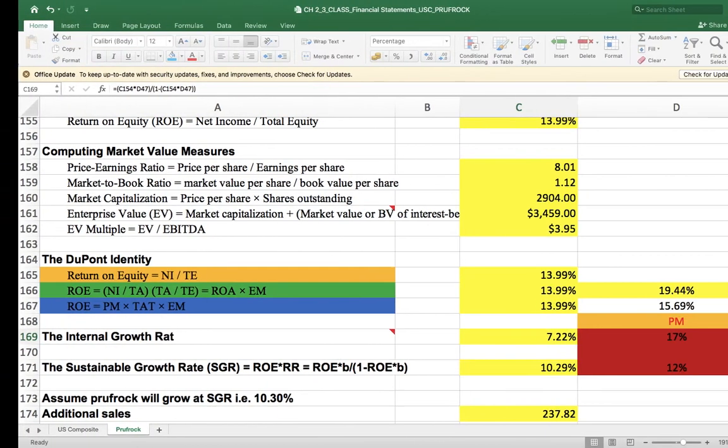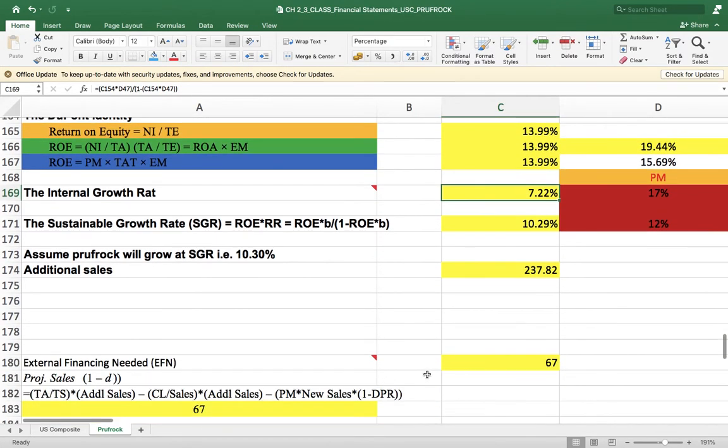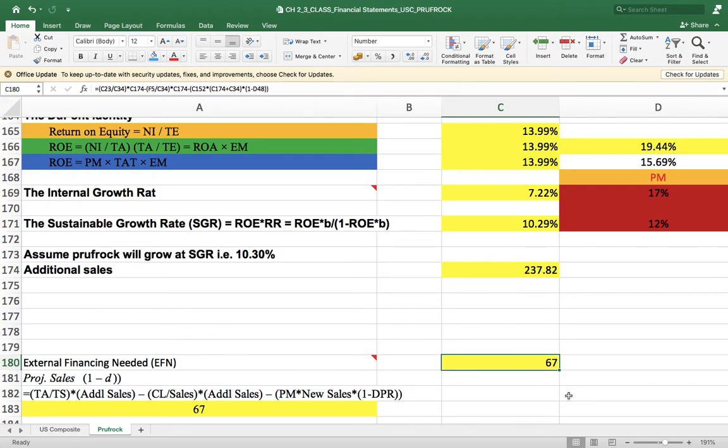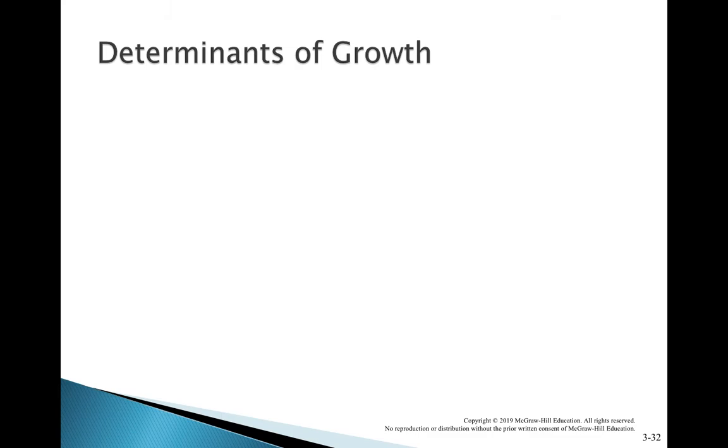For the Proof company, we calculated the sustainable growth rate, ROE multiplied by B divided by 1 minus ROE multiplied by B, and it comes to 10.29%. We have used this growth rate for the expansion. And you see, if the company grows at this rate, that is SGR, it might need external funding of 67 million. So this is the way we calculate the sustainable growth rate and internal growth rate.